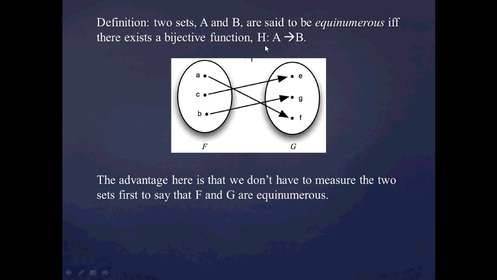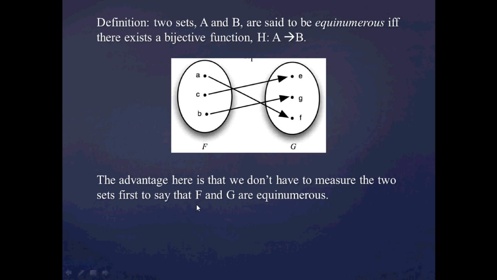And we're going to say if you can create some bijective function h between A and B, then F and G, in this case, are going to be equinumerous. Now, the advantage of talking about functions only is that we don't actually have to know how many members each set has. We can say that whatever that number is, it's the same number between the 2 sets.